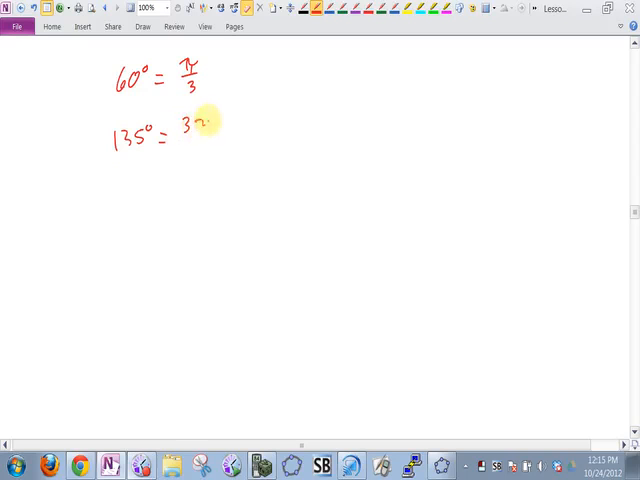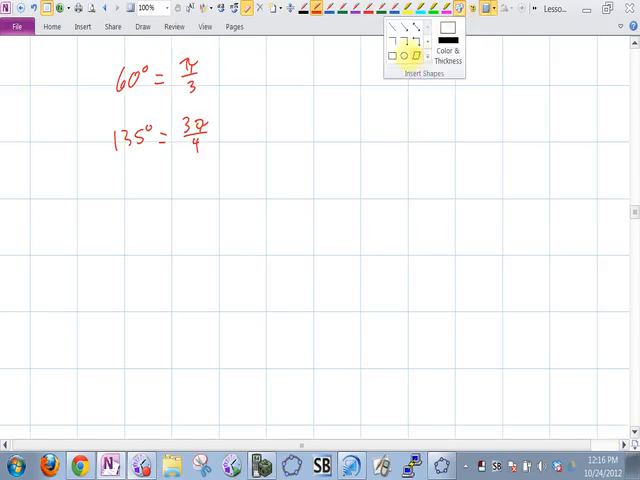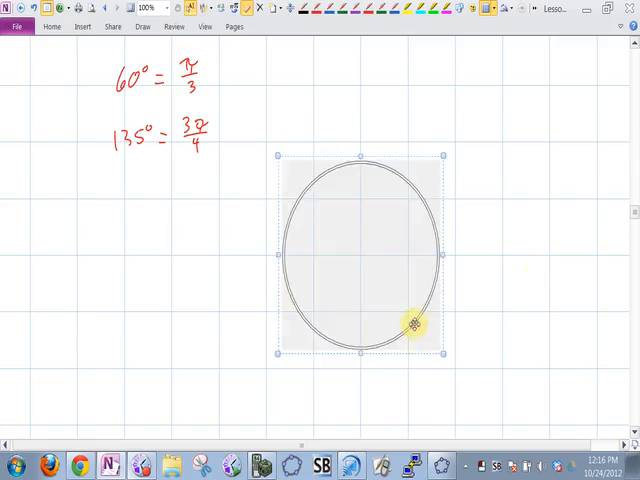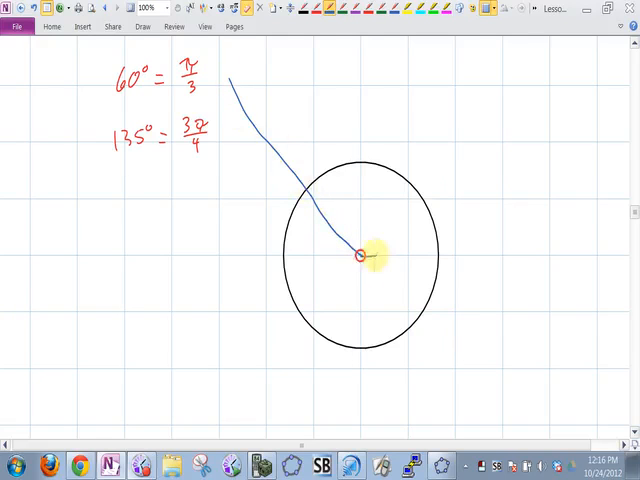Three pi fourths. Okay, so how do we figure that one out kind of quickly? First of all, can you successfully identify where 135 is? 135 is pretty much exactly that angle right there, right?